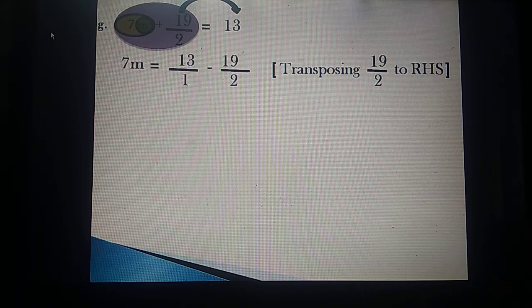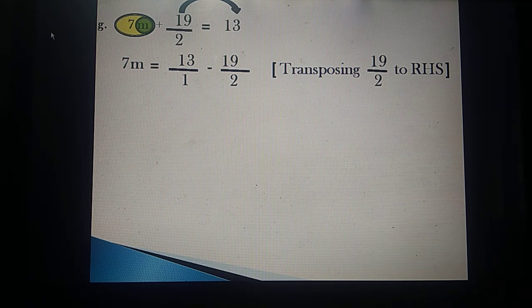Now, as you can see, I am writing it as 13 upon 1. Why? Because no denominator means 1. Here we can see, first you will write 7m equals to, while solving the right hand side, denominators are not same. Find the LCM. 1 is 1, second is 2 denominator, then the final LCM is 2.